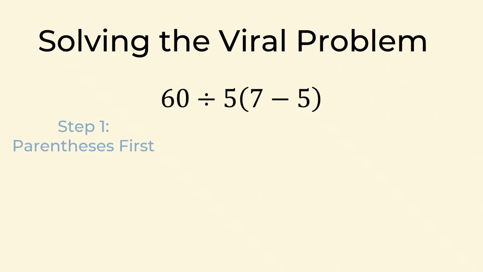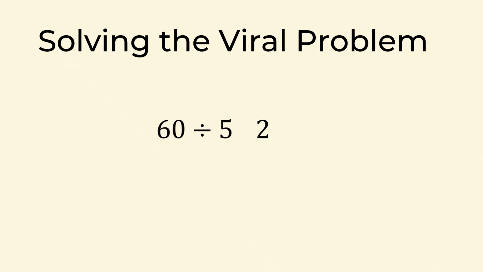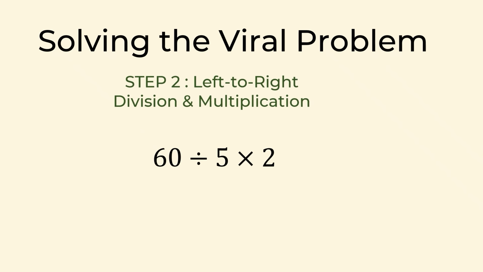Step 1. Parentheses. This is non-negotiable. 7 minus 5 equals 2. We've resolved the island. The expression is now 60 divided by 5, multiplied by 2. A critical point here, the 5 times 2 is implied multiplication. In our modern standard, implied multiplication has the exact same priority as explicit multiplication or division. It's just multiplication.